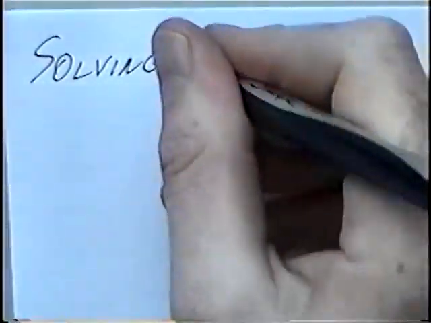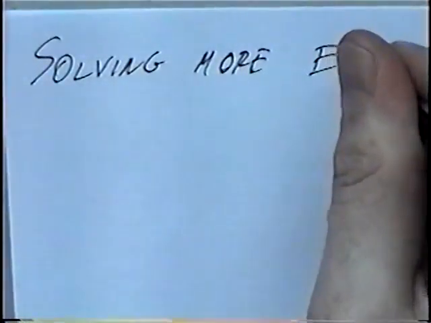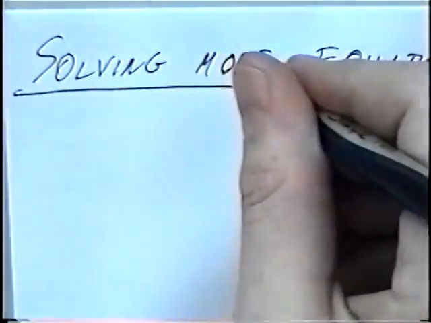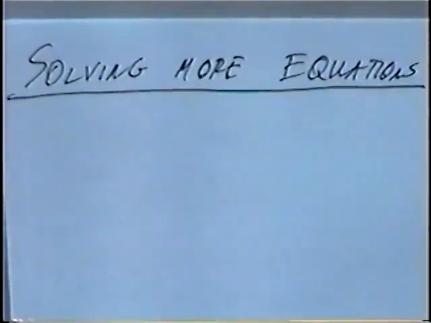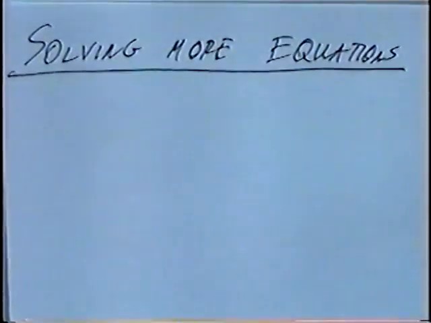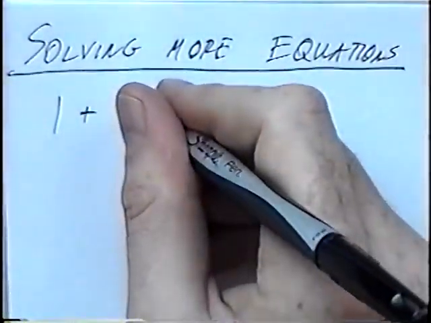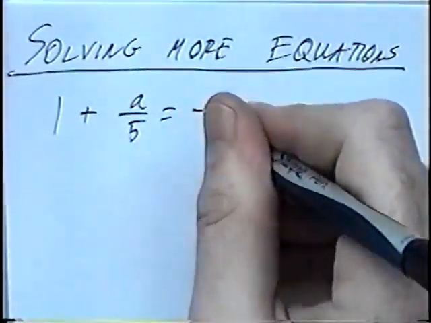Title of this next section is Solving More Equations. First equation we'll solve, 1 plus a over 5 equals negative 1.